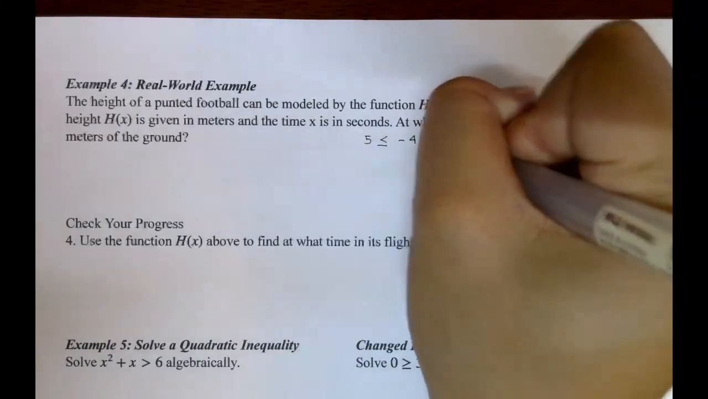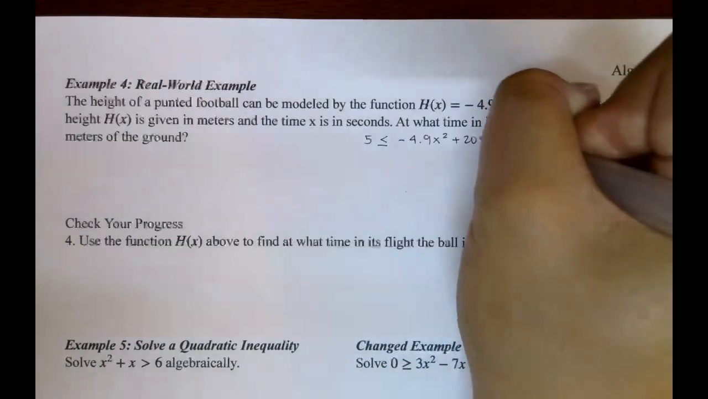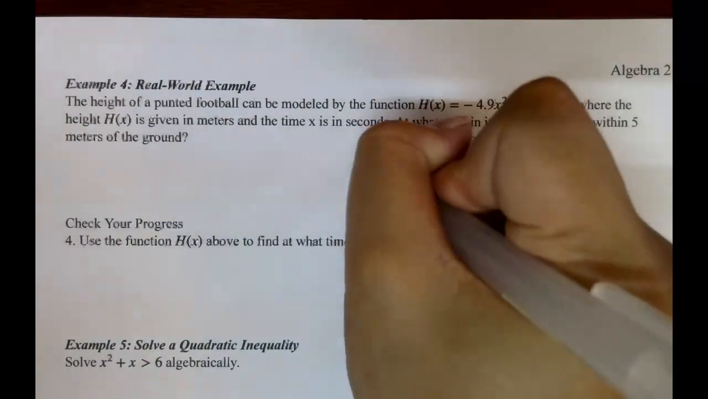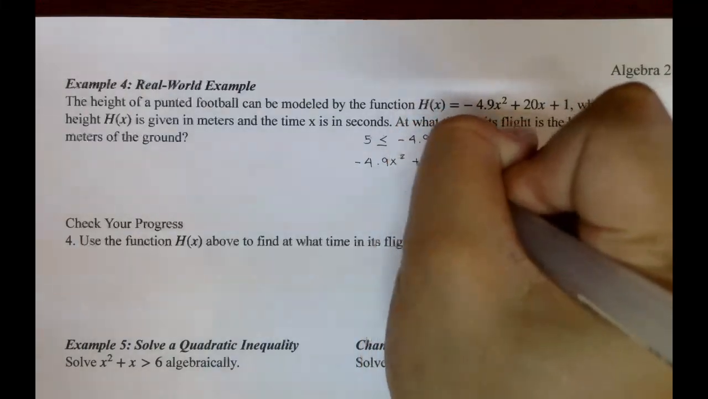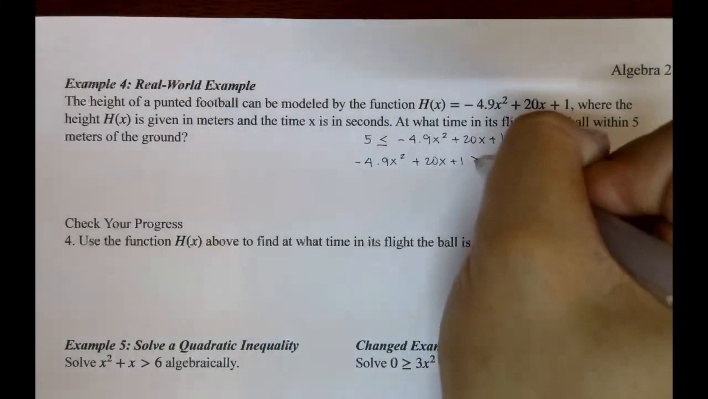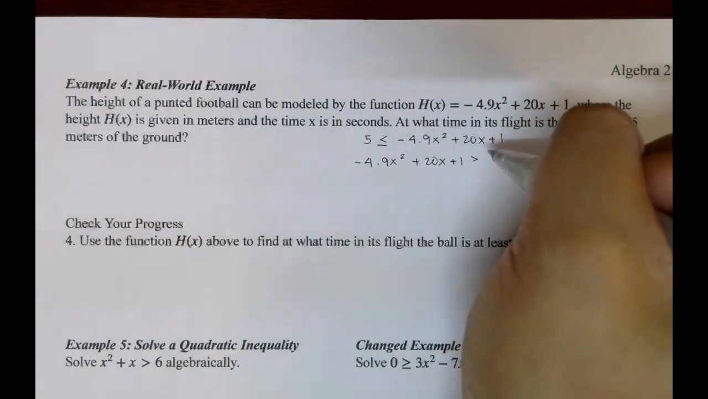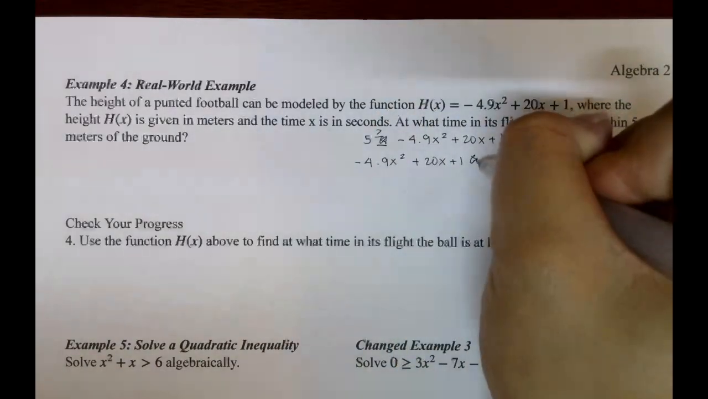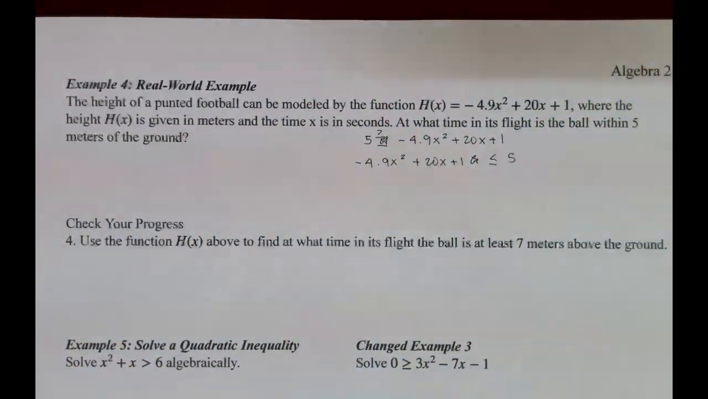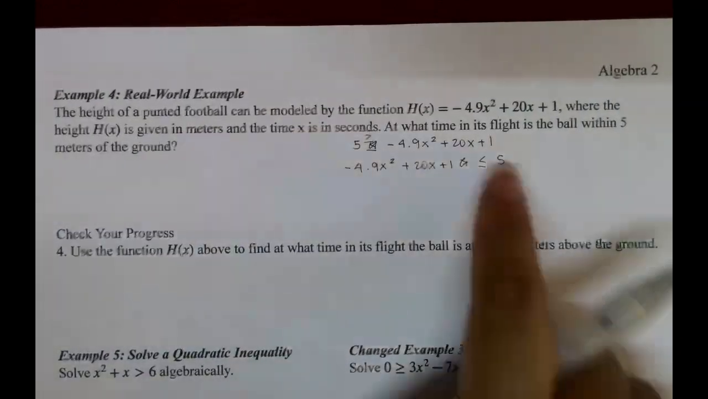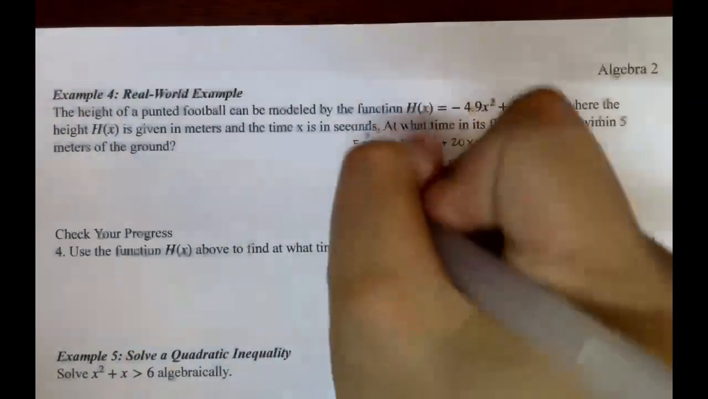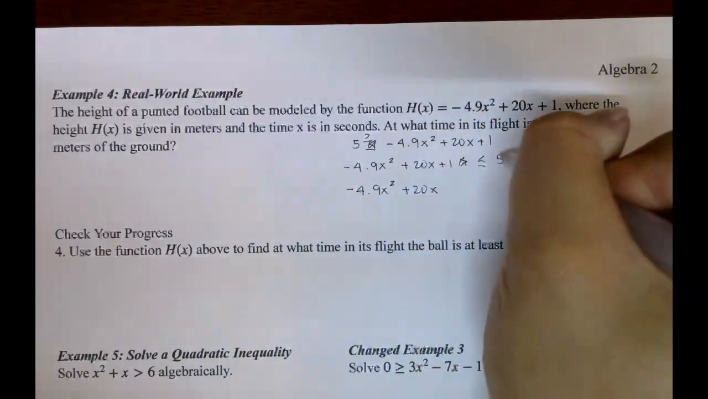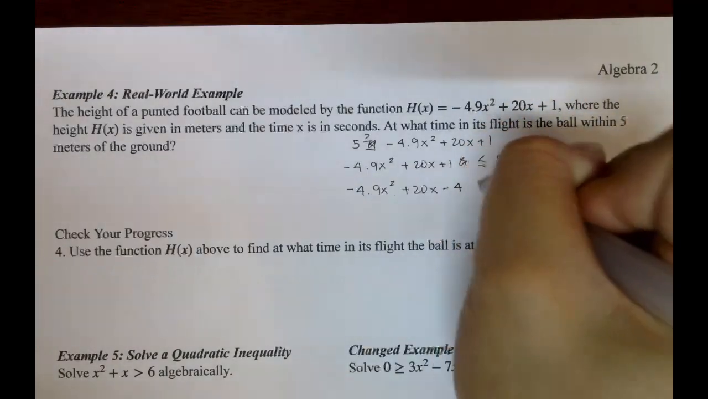negative 4.9 x squared plus 20x plus 1. You'll see that the book flips it around, so that way it's this way. Oh, sorry. Yep. All right, so this is less than that. It's less than or equal to 5. All right. So what we're going to do is we're going to move this 5 over by subtracting it, and that will give us negative 4.9x squared plus 20x. So minus 5, 1 minus 5 is negative 4.